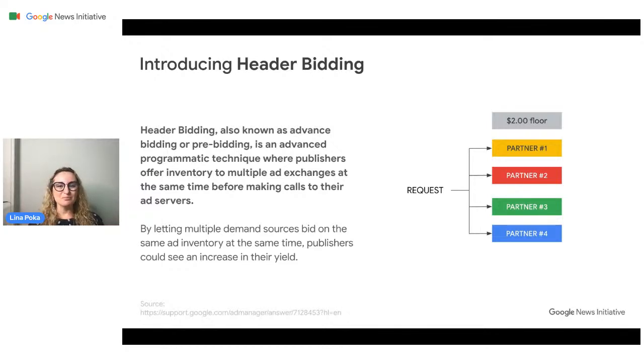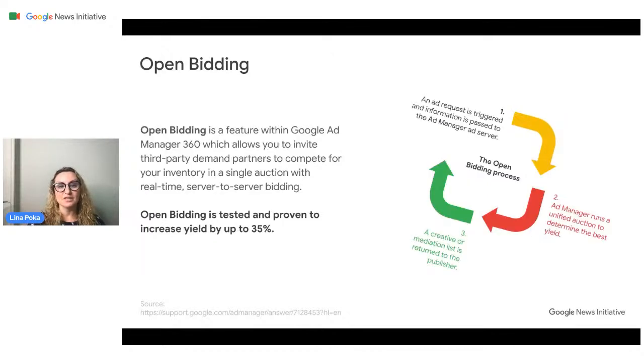So in a way, publishers can simultaneously offer ad space to numerous SSPs or numerous ad exchanges all at the same time. It also allows publishers to have significantly more control over the overall process, as well as who they can be selling their inventory to.